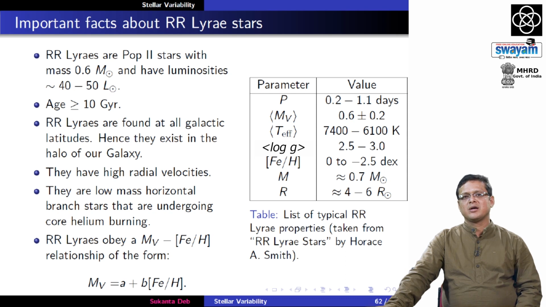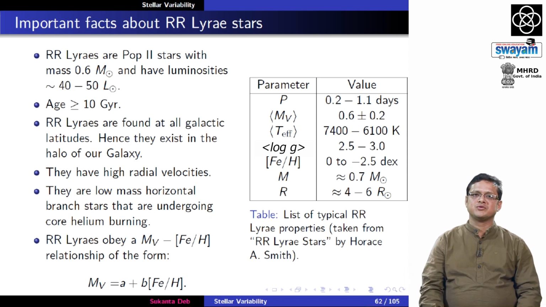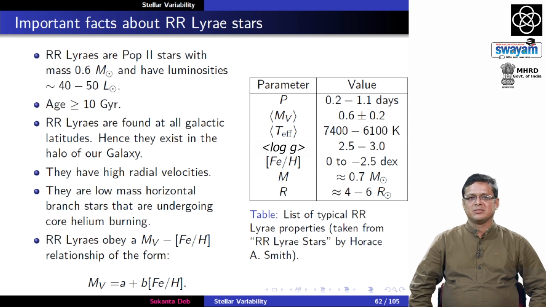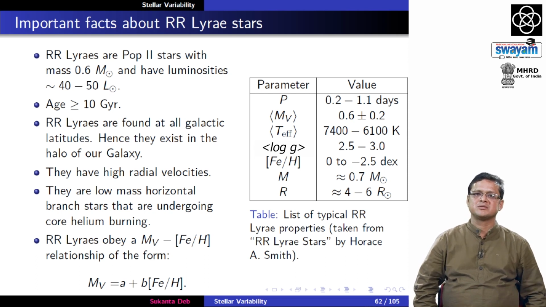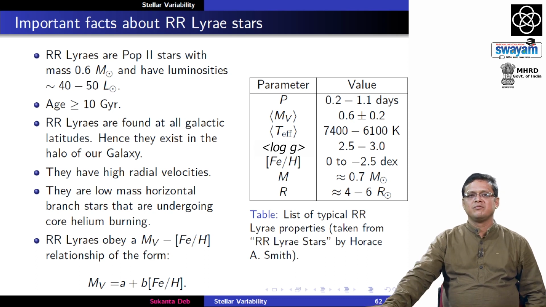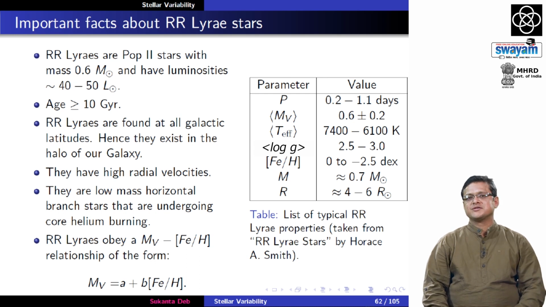So, we should know some important facts about RR Lyrae stars, that these are population 2 stars with a mass in the range of 0.6 to 0.8 solar mass, and they have luminosities of the order of 40 to 50 solar luminosity. Since they are very old population stars, their ages are more than 10 gigayears. RR Lyrae are found at all galactic latitudes, and therefore they exist in the halo of our galaxy. They have very high radial velocities. They are low mass horizontal branch stars that are undergoing core helium burning. RR Lyrae obey an M_V Fe/H relationship of the form M_V = A + B Fe/H.